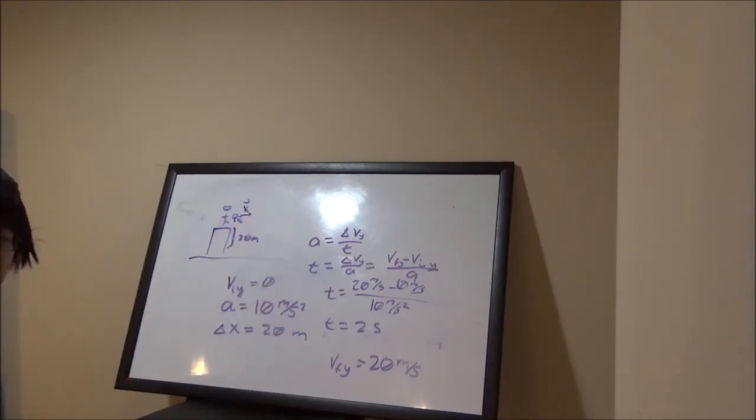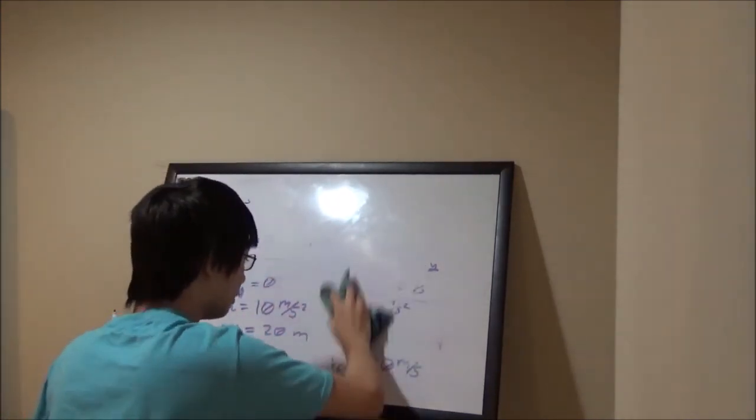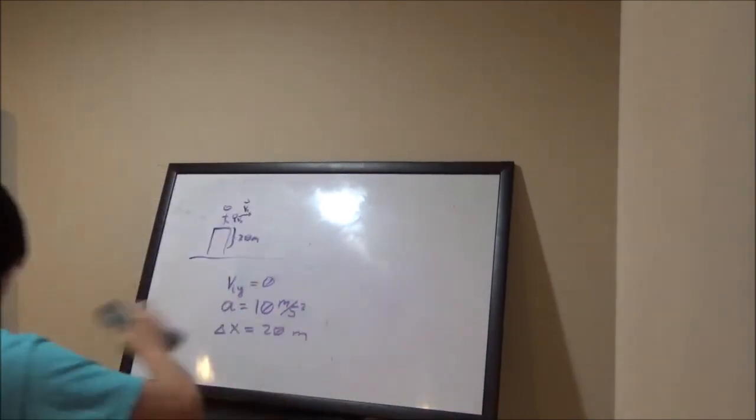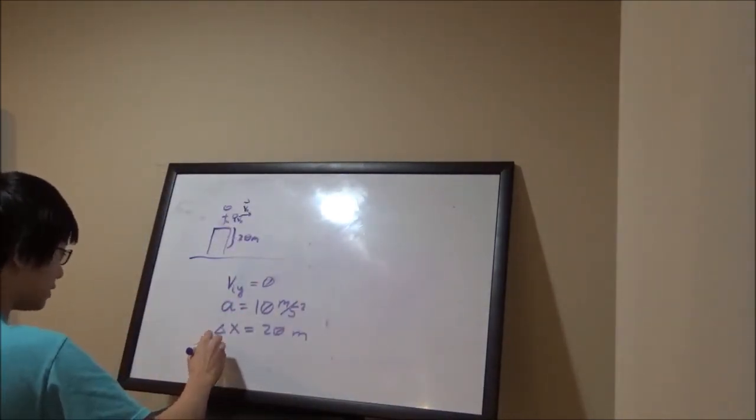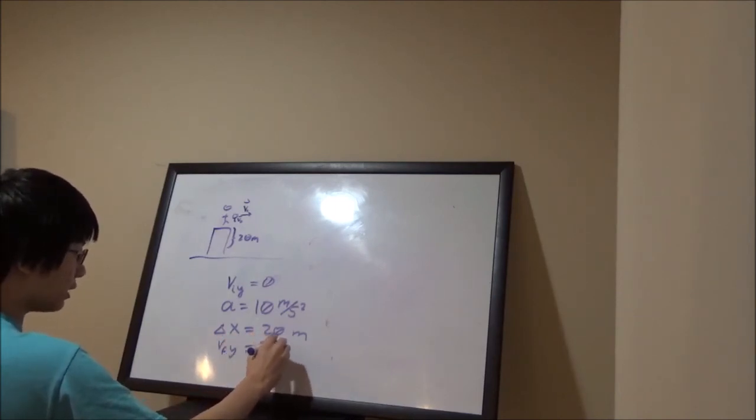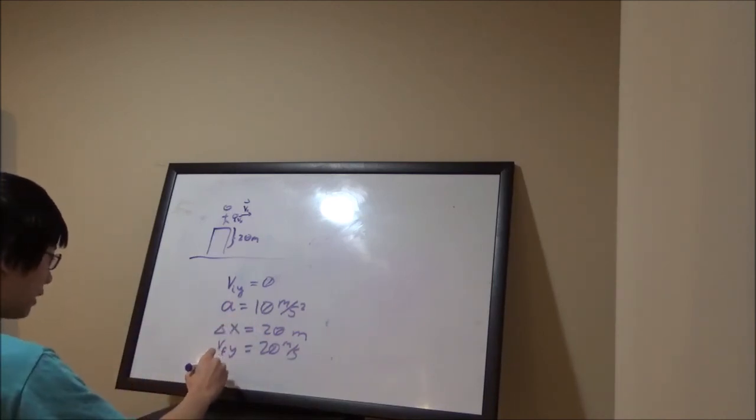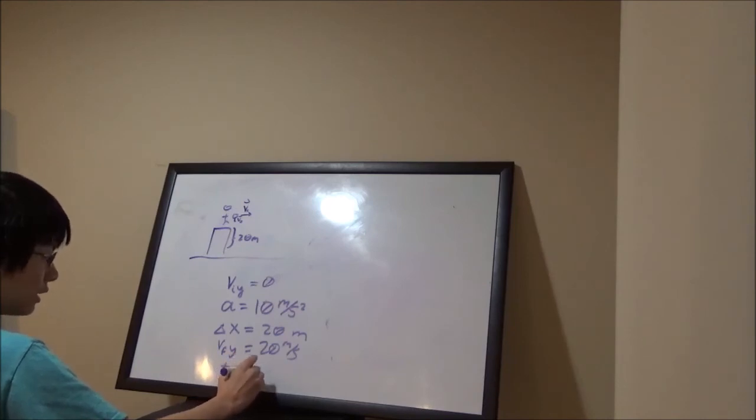Alright, the final thing we want to do is find the vertical displacement. So let's write down all the information we know right now. We know that our final velocity in the y direction is equal to 20 meters per second. This is a coincidence, by the way. It's not always going to match up as the height. And then our time traveled is equal to 2 seconds.